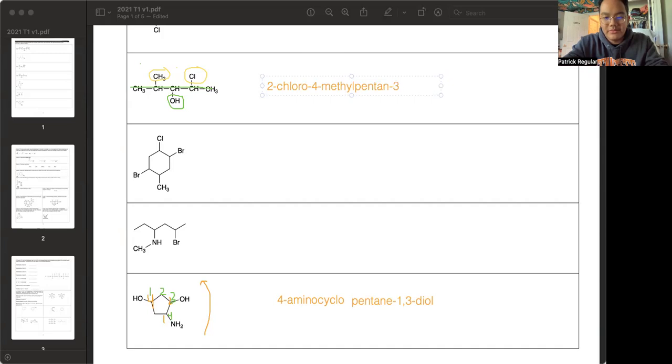Nope, not 1. 3-ol, like I said before. Yeah. And the last thing we should cover for nomenclature is the cyclohexane.